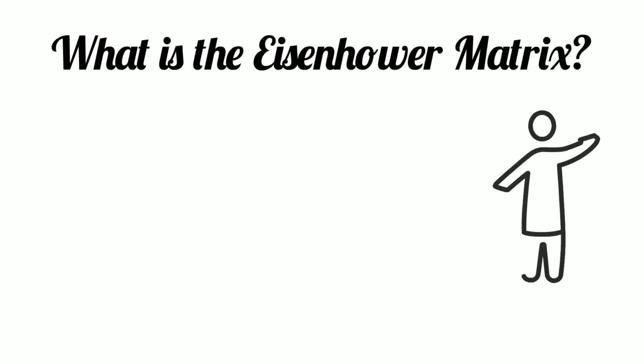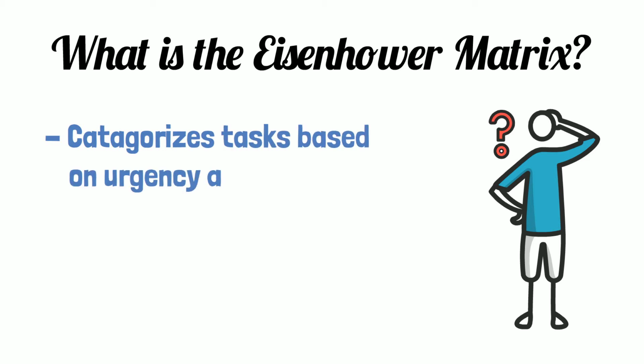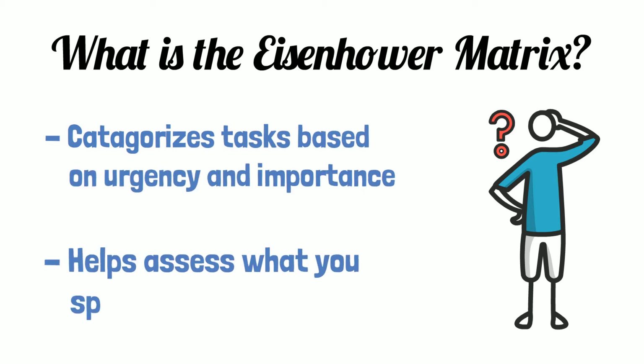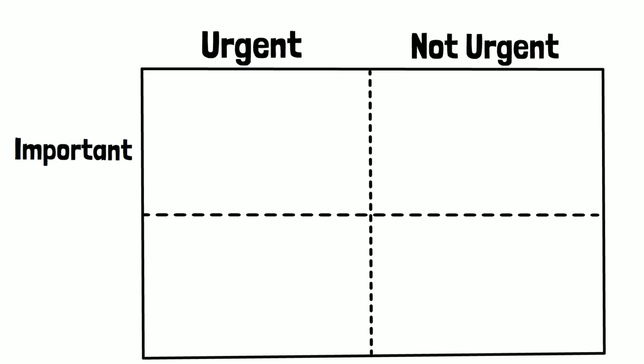So, what is the Eisenhower Matrix? The Eisenhower Matrix is a simple tool that helps you categorize tasks based on the urgency and importance of each task. The matrix is composed of 4 different quadrants. At the top, we will split the categories into 2 columns labeled urgent and not urgent. On the left side, we will split the categories into 2 rows labeled important and not important. This leaves us with the aforementioned 4 quadrants.